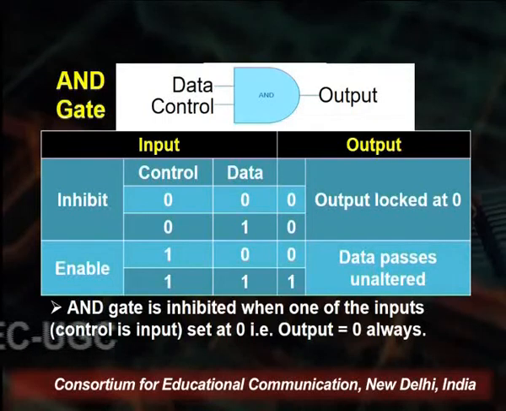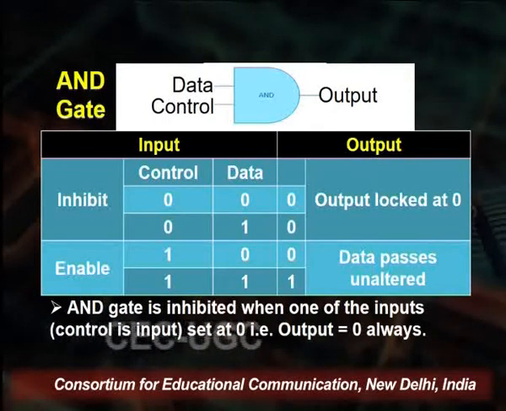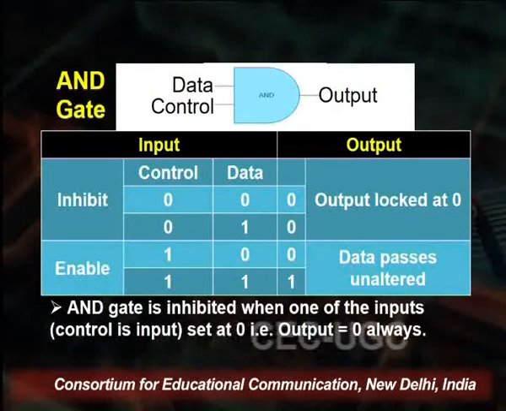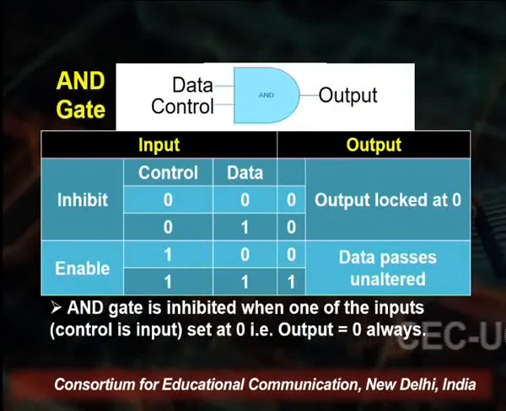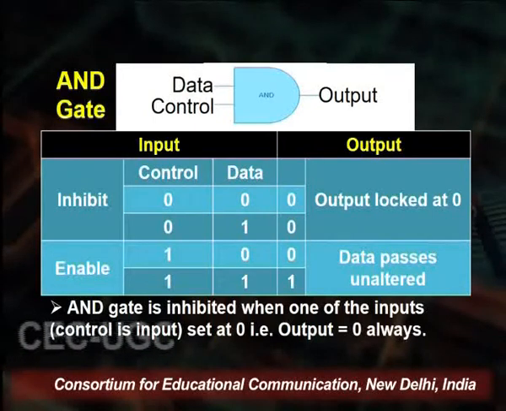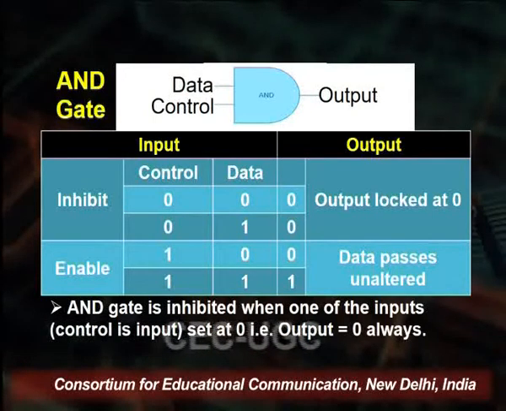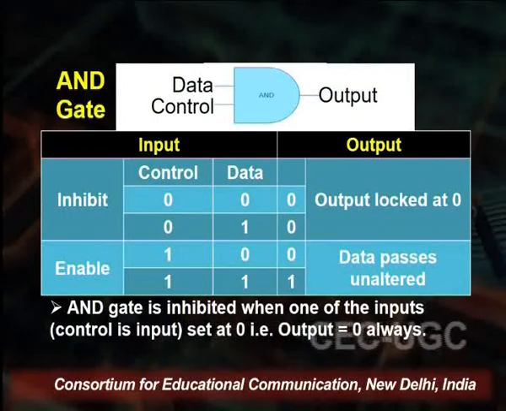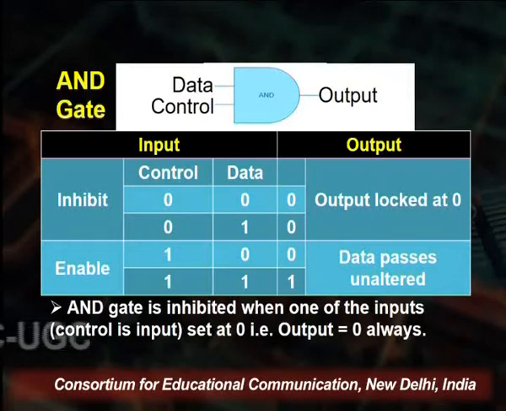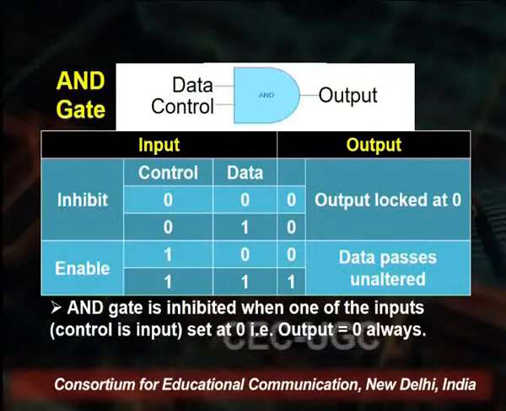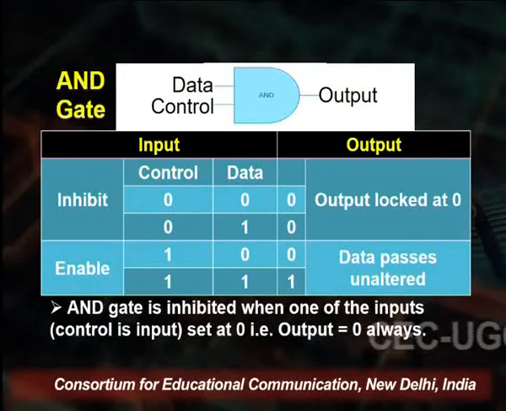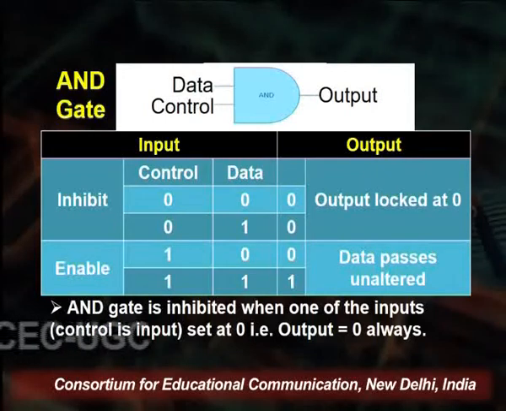If we look at the truth table, we can see clearly that the output of the AND gate will remain fixed at 0 if the control is 0. When control is 0, data can either be 0 or 1, but irrespective of the value of data, the control will ensure that the output remains fixed at 0.